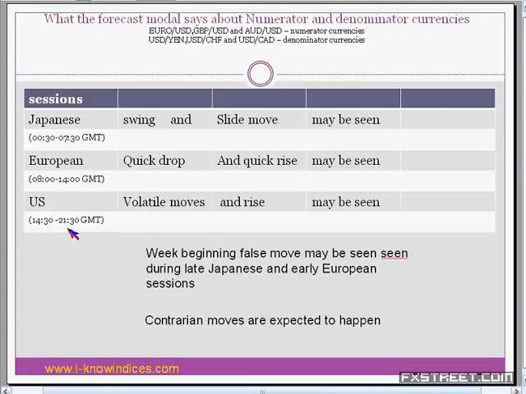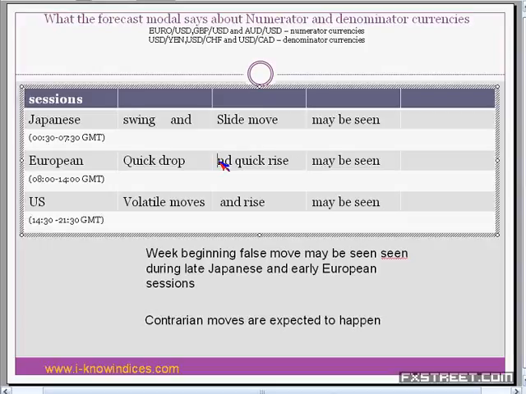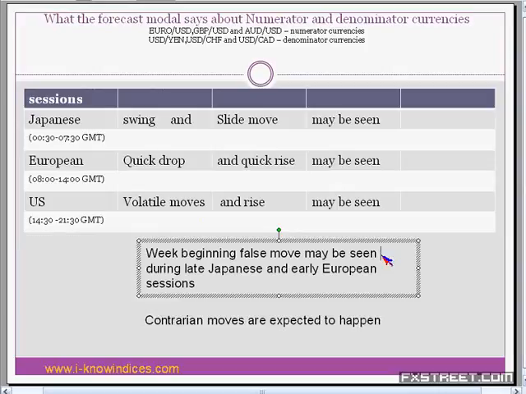So today, during the Japanese session, swing and slide moves are expected, and a quick drop could be seen as a weak beginning false move during the early European session, and a quick rise may be seen during the late European session. And a volatile move could be seen during the US session, creating an uncertainty, and slowly they may firm up. So a weak beginning false move may be seen during the late Japanese and early European session.